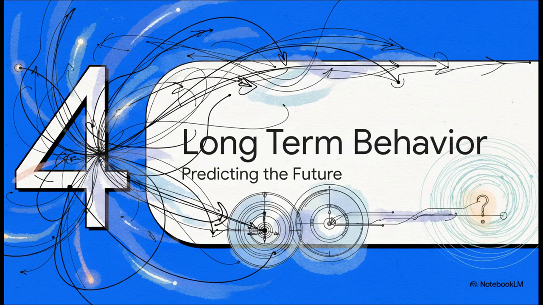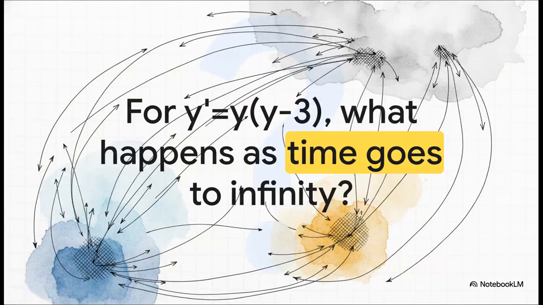All right, this is where direction fields go from being a neat visualization to being a seriously powerful predictive tool. We can use them to understand the long-term behavior of a solution, to see its future, if you will, without ever finding its formula. So let's tackle a more complex problem. Consider the equation y prime equals y times y minus 3. We want to know what happens to a solution in the long run. Does it grow forever? Does it settle down to some value? The direction field holds the answer.